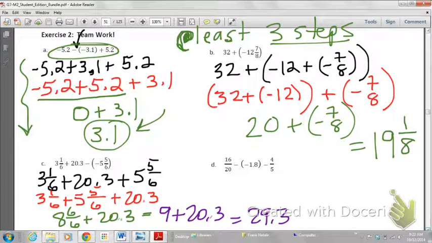Okay, I'm going to show you B and C right here, but I've taken a lot of room with them, so I won't do D until you pause and take a look and see what I've done.